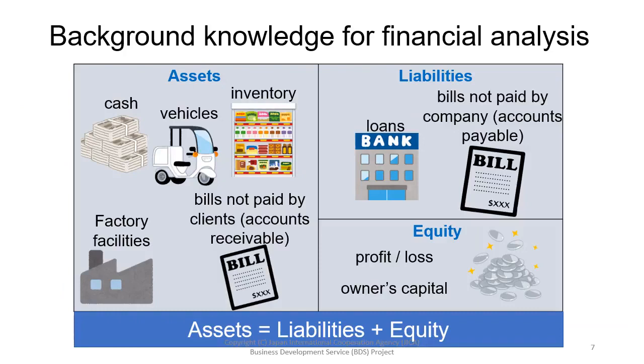The correct way to allocate the items into a balance sheet is as such. Note that the left side, which is the assets, is exactly equal to the right side, the sum of liabilities and equity.